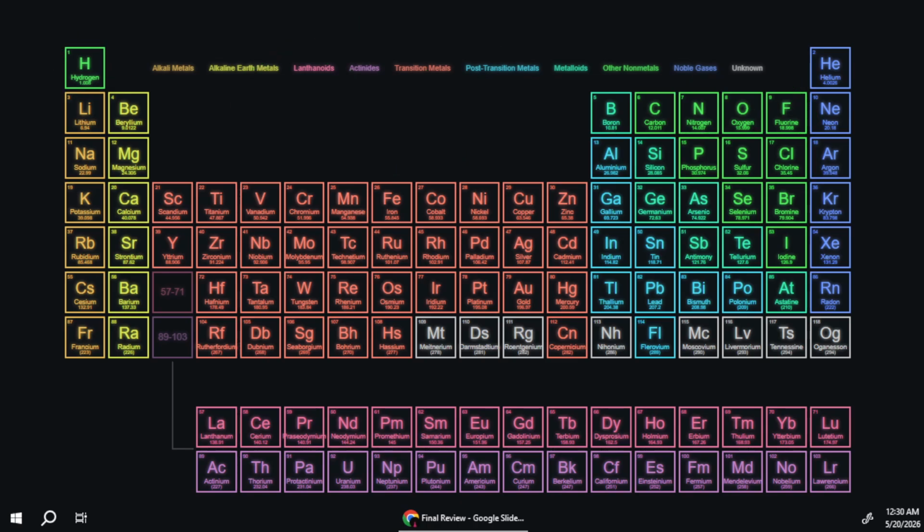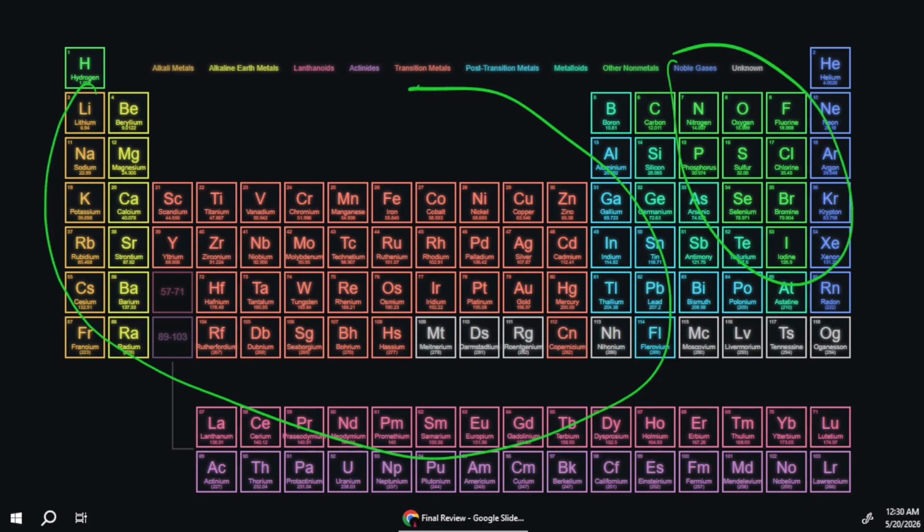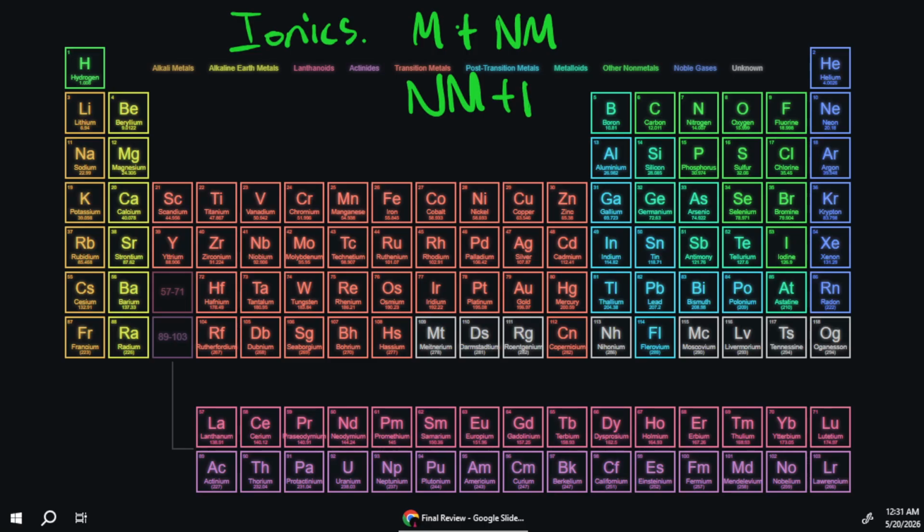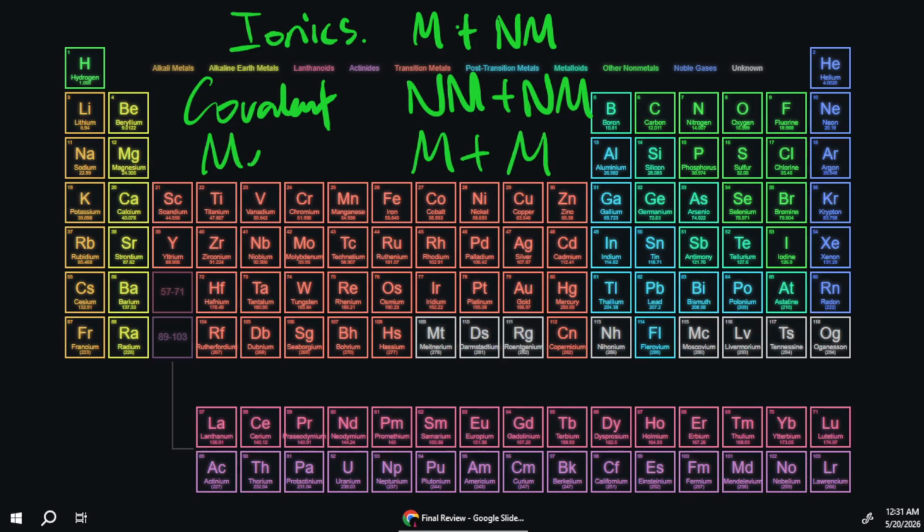The more common ones are between a metal plus a non-metal. That's for ionic, okay? So the fast way for us to remember is ionics are metal plus non-metal. And then for the other combinations would be non-metal plus non-metal, right? So this would be covalent. And then the last type of combination is metal plus metal. This one is metallic.